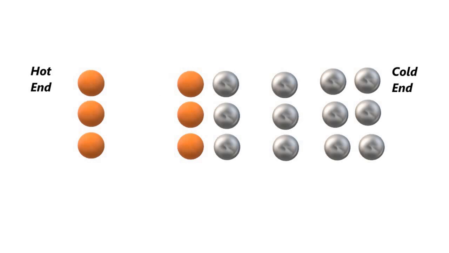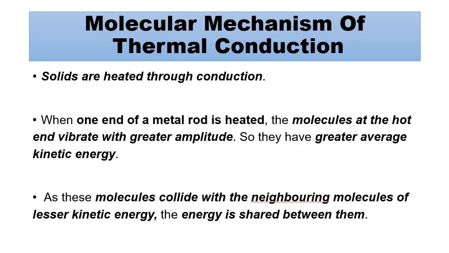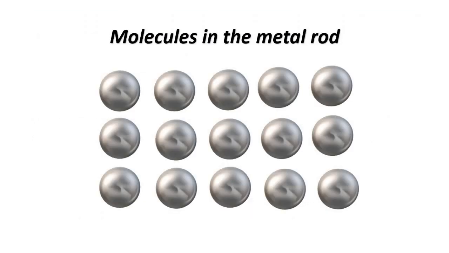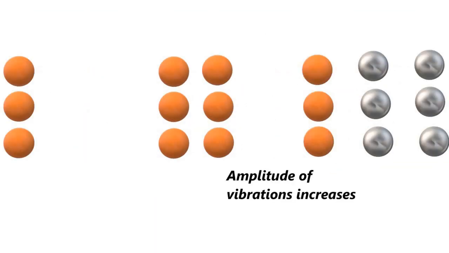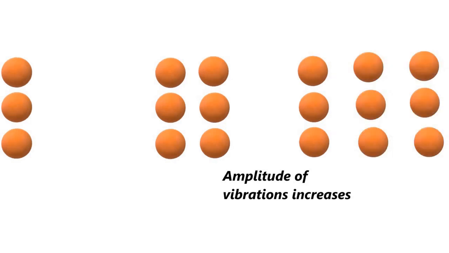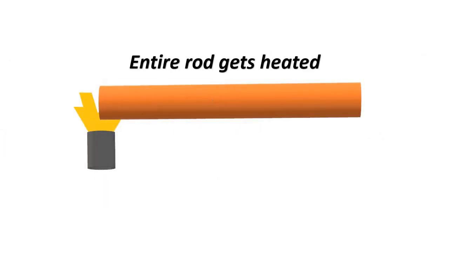So we all know, when an object is heated, it vibrates with higher amplitude, as a result of which the average kinetic energy, the total vibrational, translational and rotational kinetic energy, increases, and as they undergo collision with neighboring molecules, they transfer some portion of their kinetic energy to the neighboring molecules, leading to an increase in their kinetic energy as well. And this process goes on and on till the entire rod gets heated. Okay, so this is the mechanism of thermal conduction.